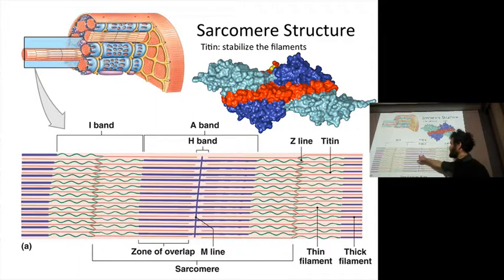We can see here that this H band is the area that is only thick filaments. And the zone of overlap is where there are thin filaments and thick filaments together.